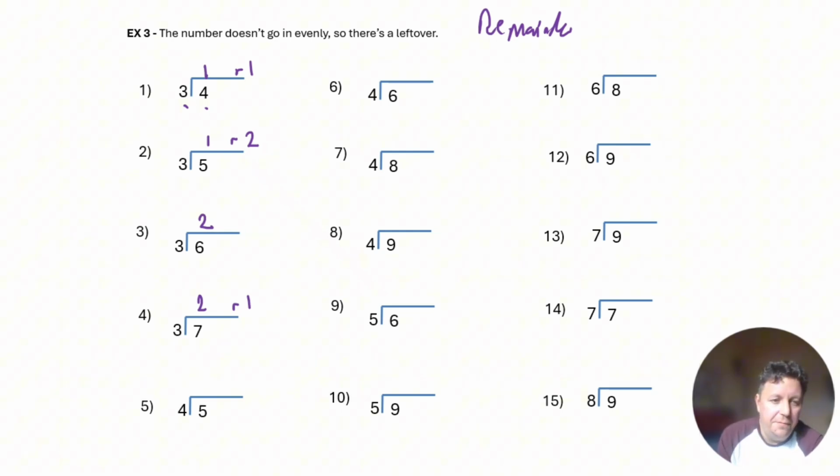4 into 5 is only going to go once, remainder 1. And hopefully you get the idea. I'll do a couple more. So 4 into 6 goes once, remainder 2. 4 into 8, that goes evenly, because 2 times 4 is 8. 4 into 9 is going to go twice, remainder 1. 5 into 6 is going to go once, remainder 1. And 5 into 9 goes once, remainder 4.